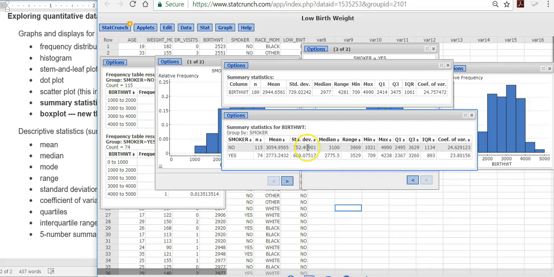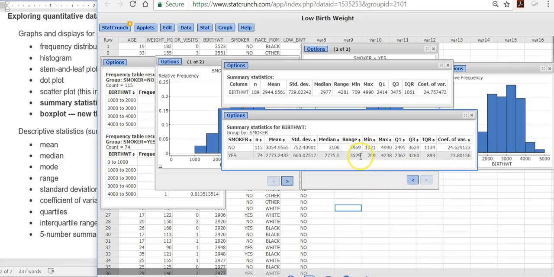But the other thing, when we're looking at the standard deviation, we also want to look at the coefficient of variation, because this gives us an idea of how much variation there is related to the mean. And for the non-smokers, since the mean was higher, that also helps to make the standard deviation a little bit higher. When we look at the coefficient of variation, this takes that into account. The coefficient of variation for the non-smokers isn't that much higher than it is for the smokers. So this would tell us that maybe there isn't that much difference in the variation.